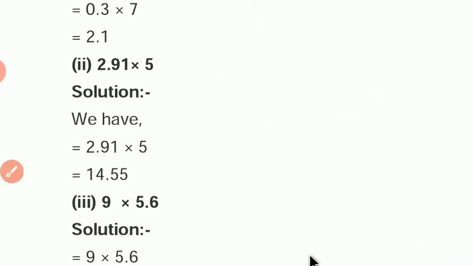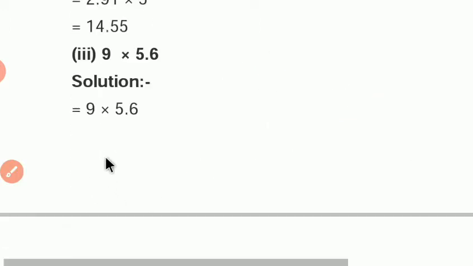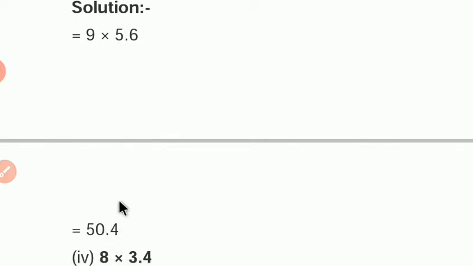Then 9 into 5.6. Here if you multiply 56 by 9, it will be 504. Here only one number is given after the decimal.